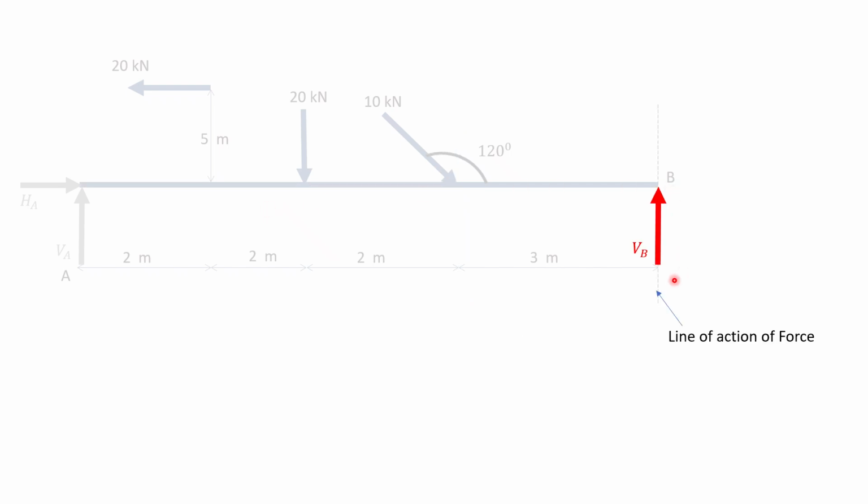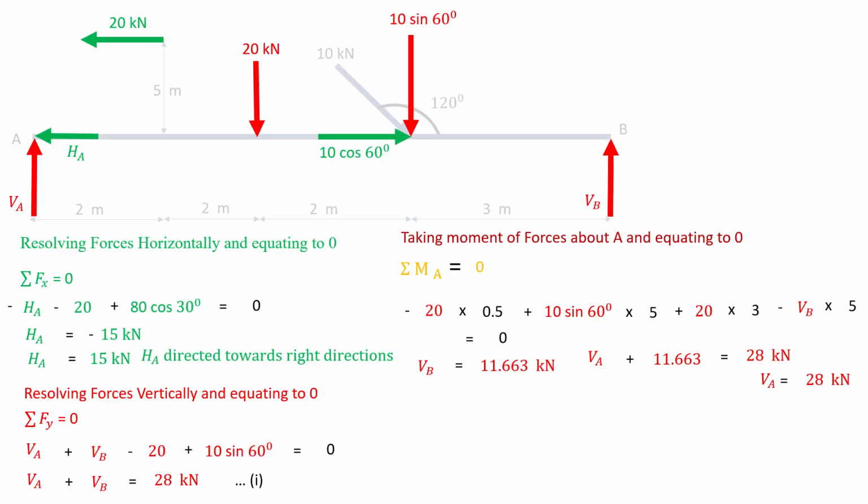Now, this VB force has its line of action like this. It will have perpendicular distance about point A of 6 plus 3, 9 meters about point A. It rotates about point A anti-clockwise, and it will have moment about point A of VB into 9.